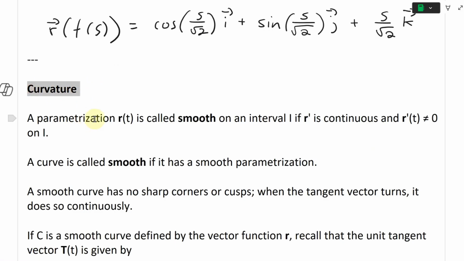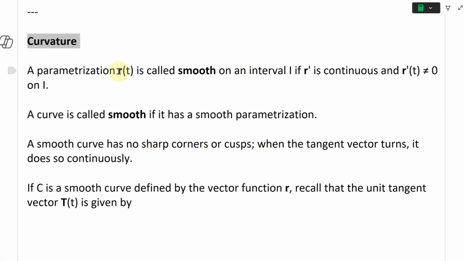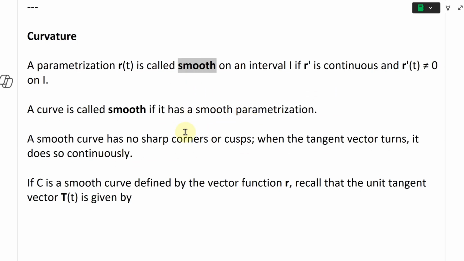So a parameterization r of t, this vector function r of t, is called smooth on an interval I if its derivative r prime is continuous and the derivative for all values of t is not equal to 0 on I. And a curve is called smooth if it has a smooth parameterization. Again, what this all means is basically a smooth curve has no sharp corners or cusps, and when the tangent turns, it does so continuously. So there's nothing sharp about it.